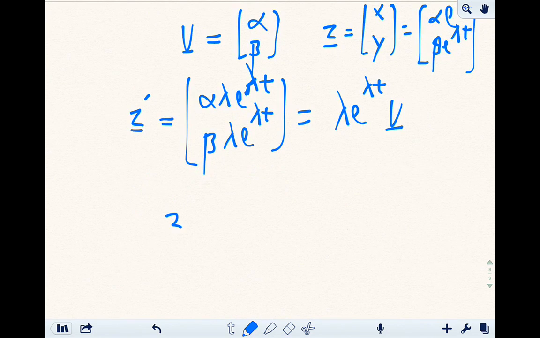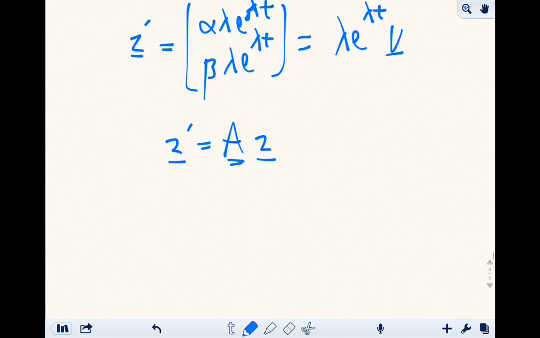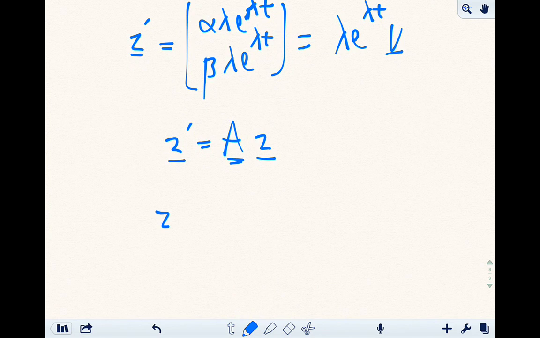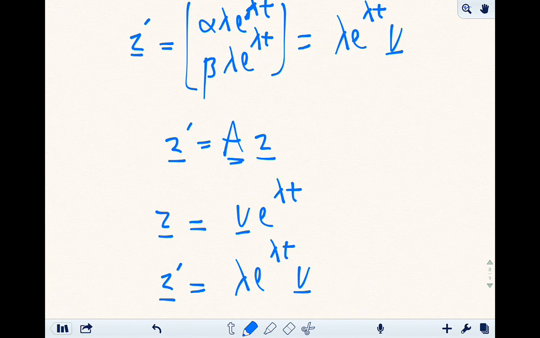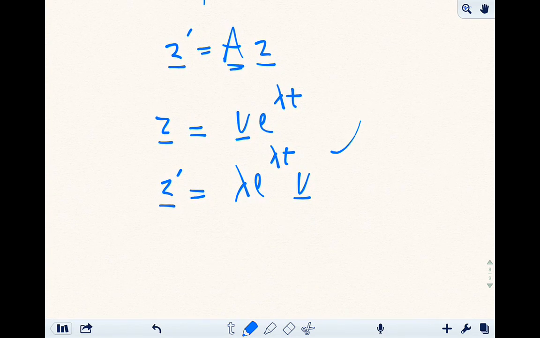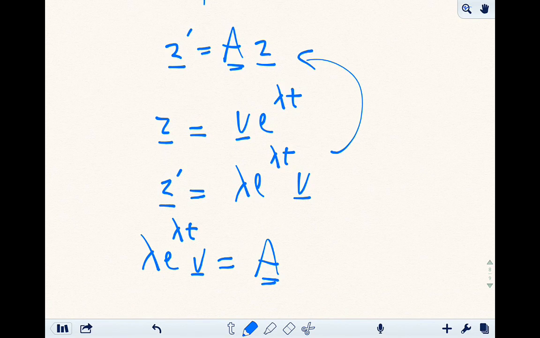Now, again, the differential equation is z prime equals A z. Is this true? Well, here's z prime. So we guessed z equals v e to the lambda t. We took the derivative of that and we found that z prime equals lambda e to the lambda t times v. Now we're going to take these and plug them in and see if it satisfies this. So we have lambda e to the lambda t times v equals A times our guess z, v e to the lambda t.